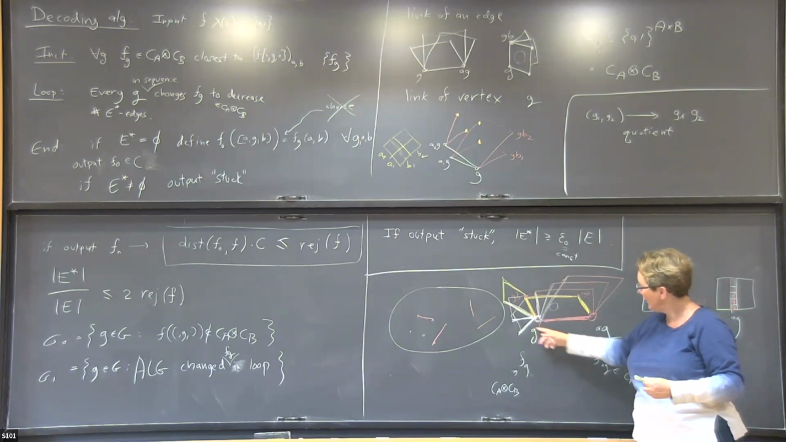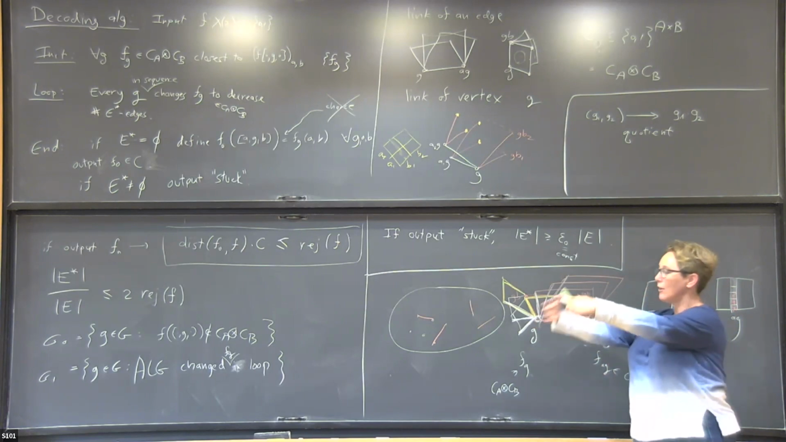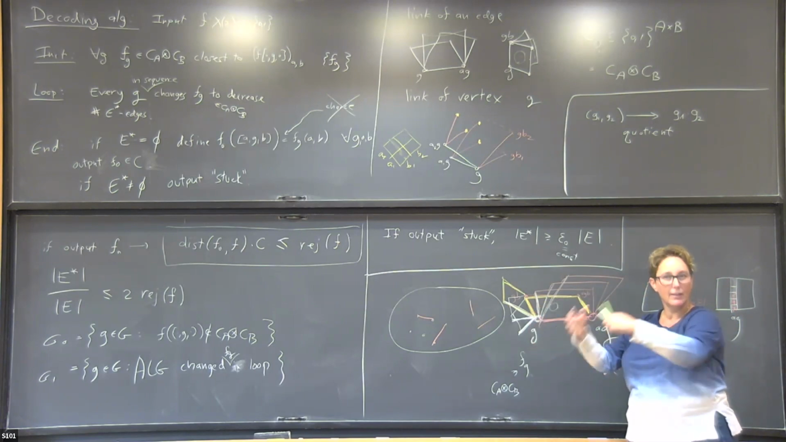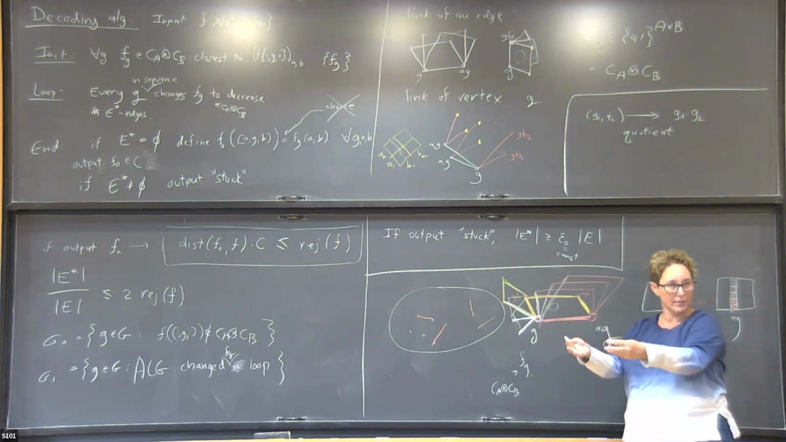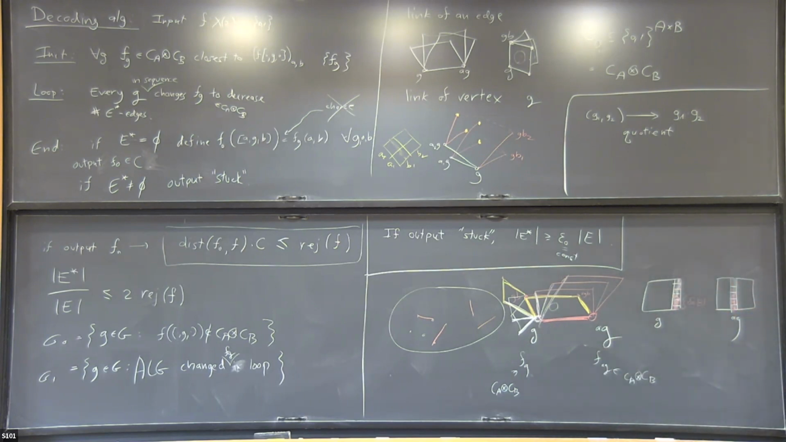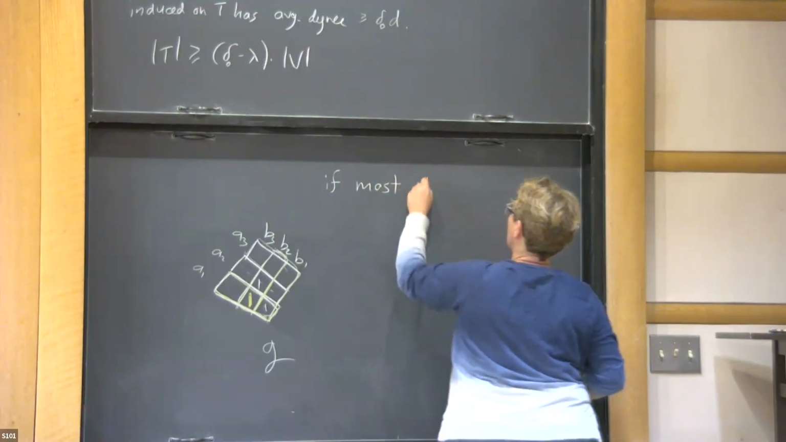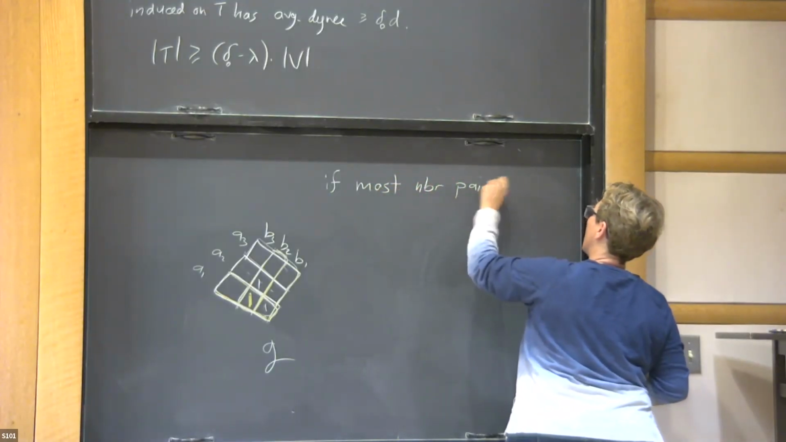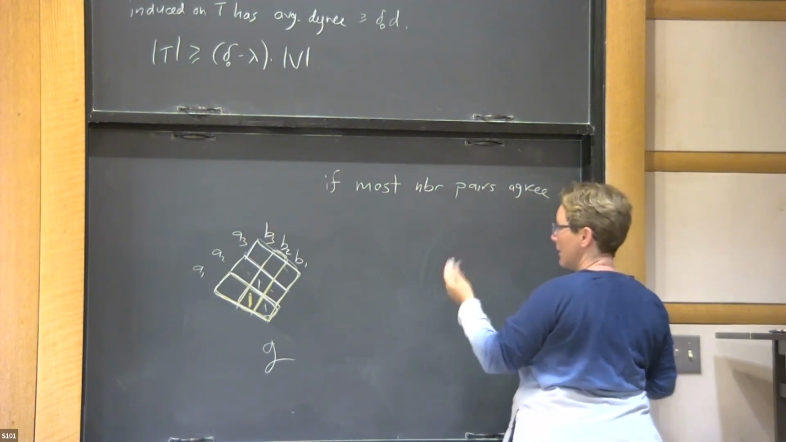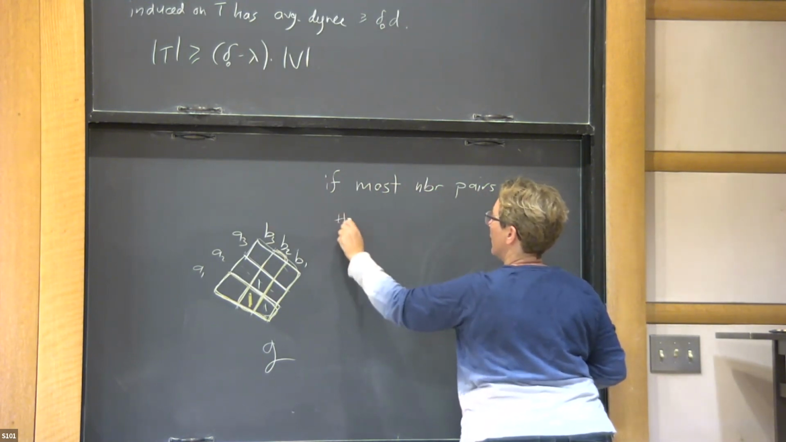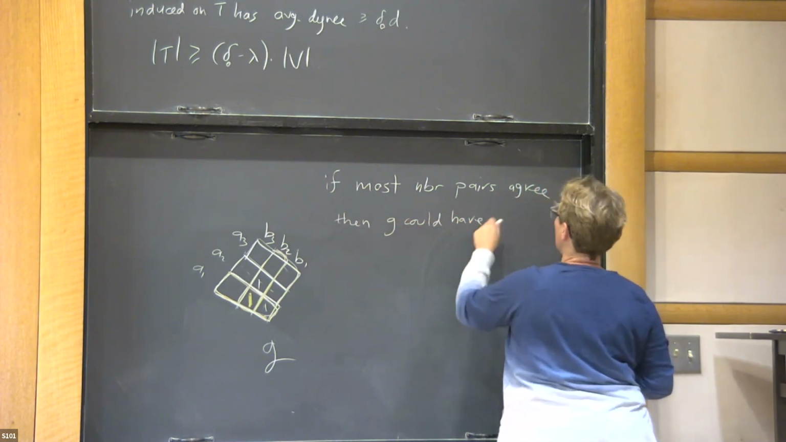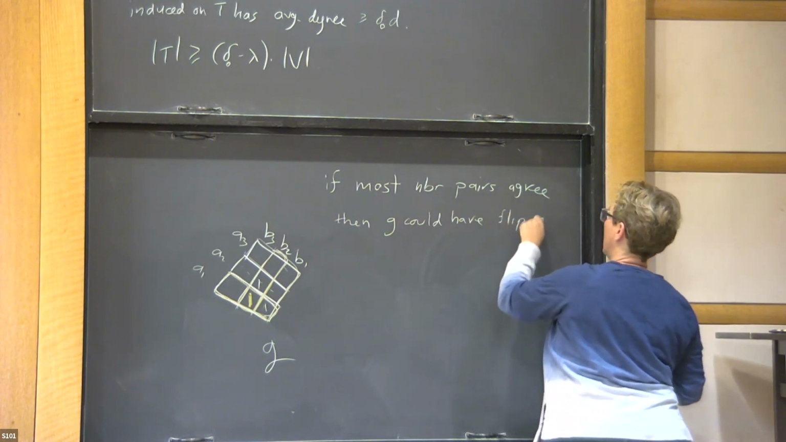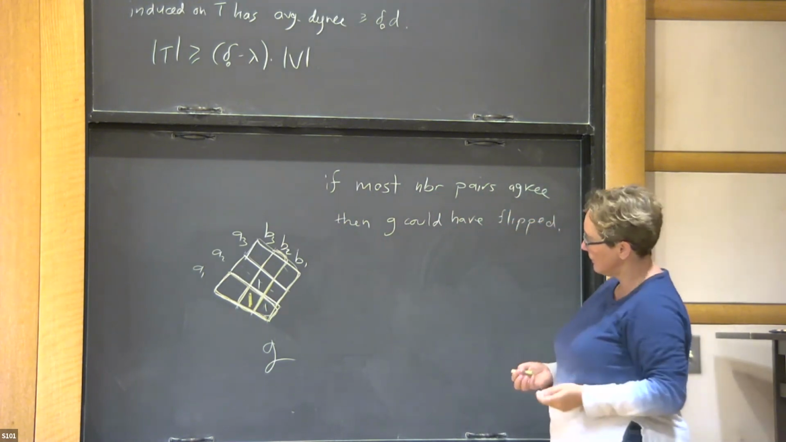I want to say that if G disagrees with a lot of its neighbors, it must be that a lot of them themselves disagree with each other. That's what I'm aiming at. If G disagrees with a lot of people, then they must themselves disagree with each other. So what's the contrapositive? I want to say that if most neighbor pairs agree, I'll write it mathematically in a second, then G could have flipped. We won't be stuck. We wouldn't have been stuck.